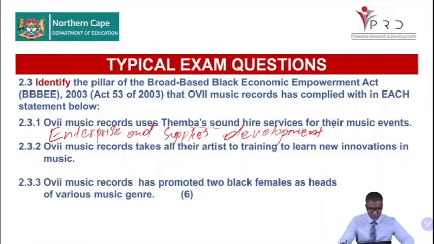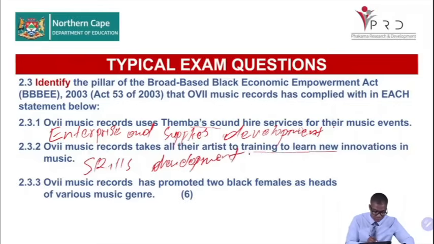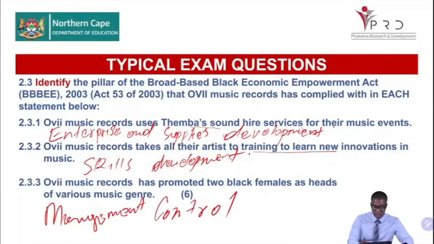Then, OV Records takes all their artists to training to learn new innovations in music. Which pillar is that? The pillar that talks about improving or training or trying to push learning in the workplace is skills development. Then OV Music Records has promoted 2 black females as heads of various departments, and that one we call management control. So those are the pillars that are applicable.